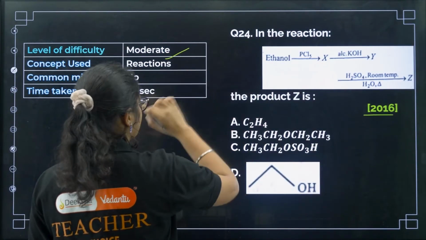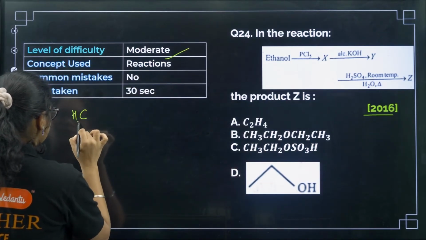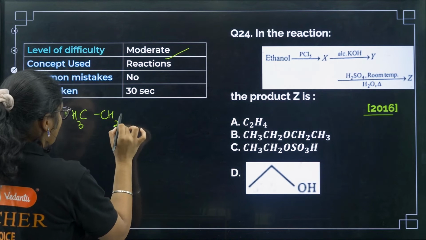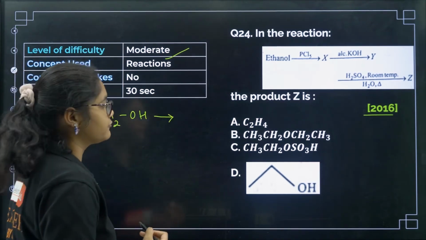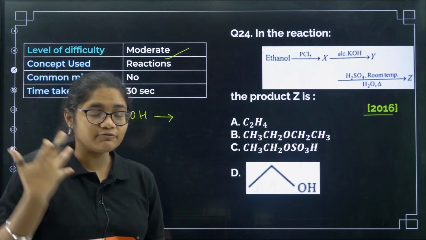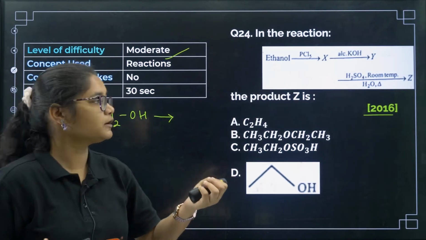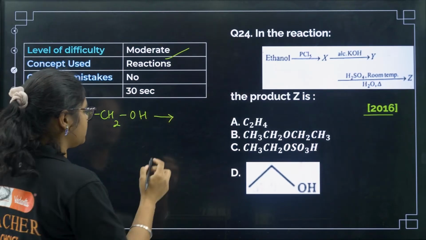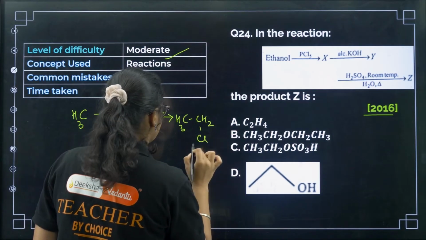2016 question, again a moderate question because a lot of steps have been involved. First we have ethanol, but these questions are very interesting to solve, and you get a lot of practice while solving these types of questions. Reactions are all refreshed in your mind when you do these types of questions. Alcoholic KOH, what first? PCl5, OH will be replaced with PCl5, right? So I'll get CH3CH2Cl.